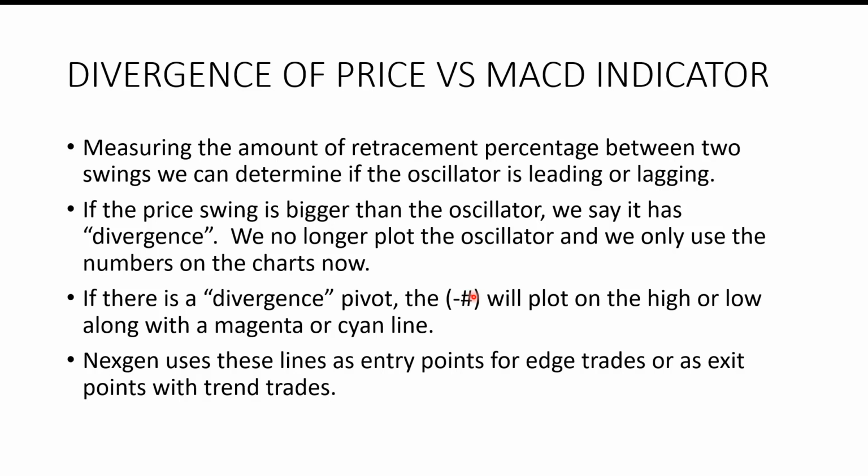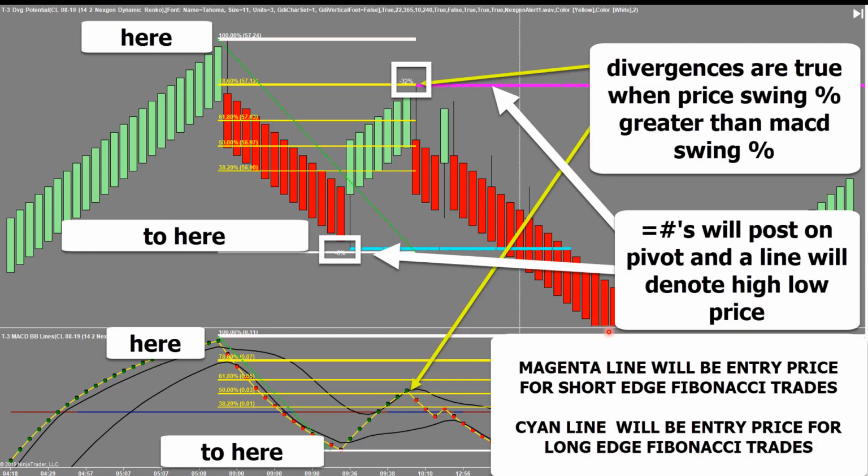And then it'll draw a line. These are the entry points for our counter trend trades. So check this out. If you start up here and you go down to here with price and you make a retracement, which is a 786 retracement, 78%, if the oscillator goes from here to here and only makes a 50% retracement, guess what? You have divergence. If you have divergence, it will plot this negative 32% or whatever the percentage is. And it will also draw this magenta line going out to the side.